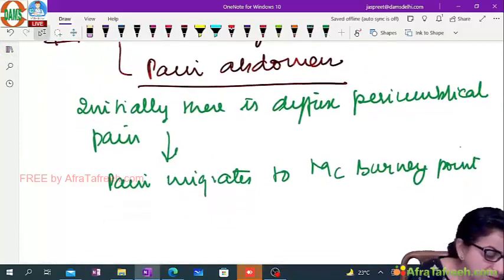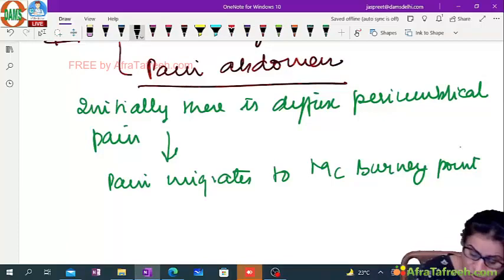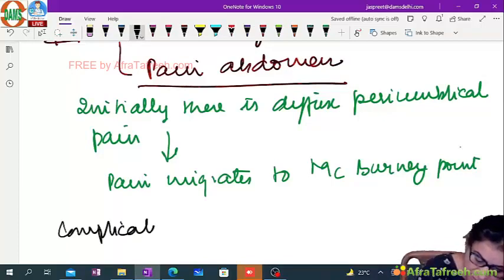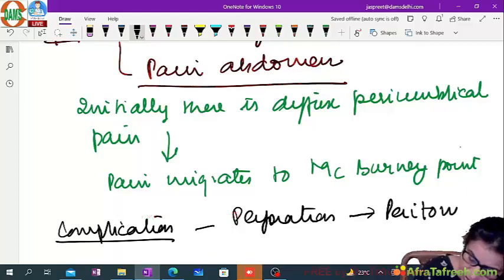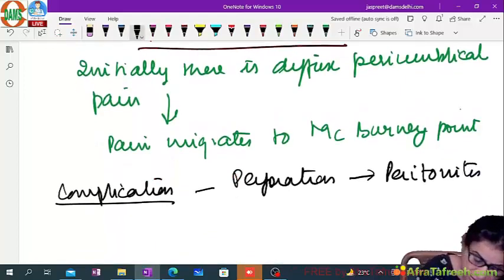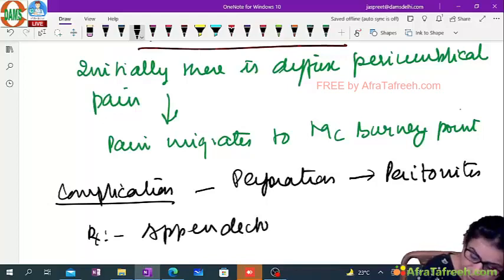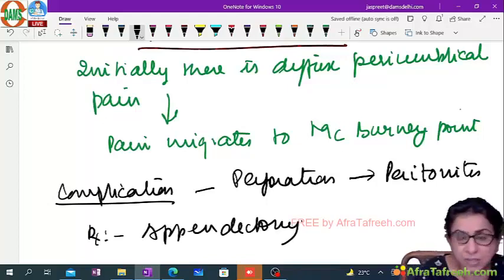And complications: sometimes the appendix may rupture, so the complication is perforation and peritonitis. The inflamed appendix can rupture, producing peritonitis. And treatment is appendicectomy. Treatment is to remove the appendix. That is the treatment for acute appendicitis.